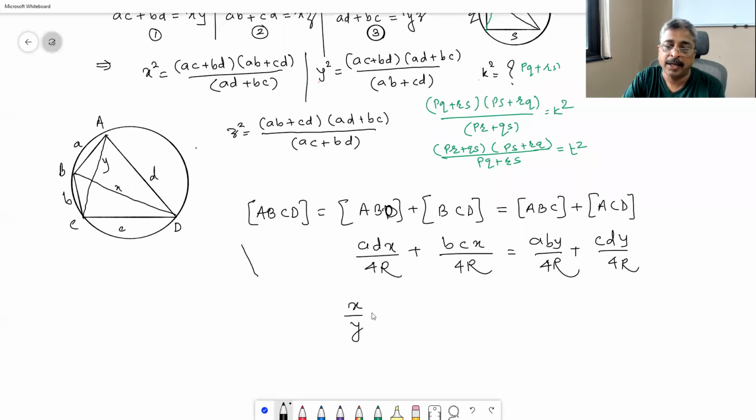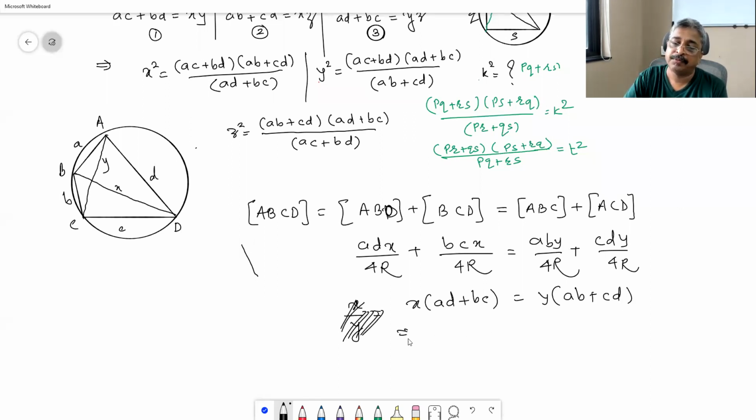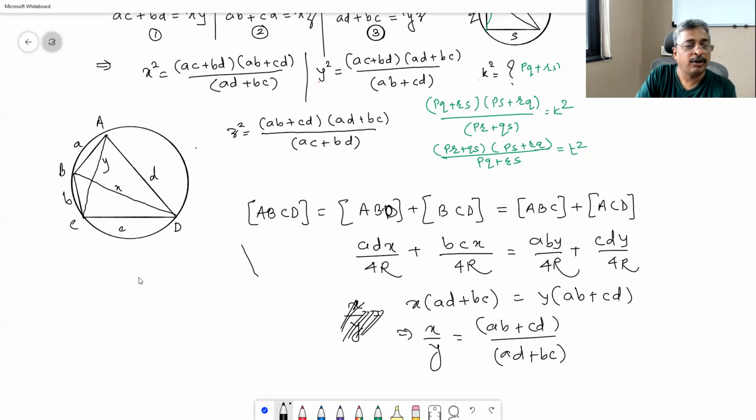X upon Y is equal to, now few students will ask difficulty. X inside bracket AD plus BC is equal to Y inside bracket AB plus CD. Therefore, X upon Y is equal to (AB plus CD) upon (AD plus BC). Correct? And we already know by Ptolemy, what we have? AC plus BD is equal to XY.